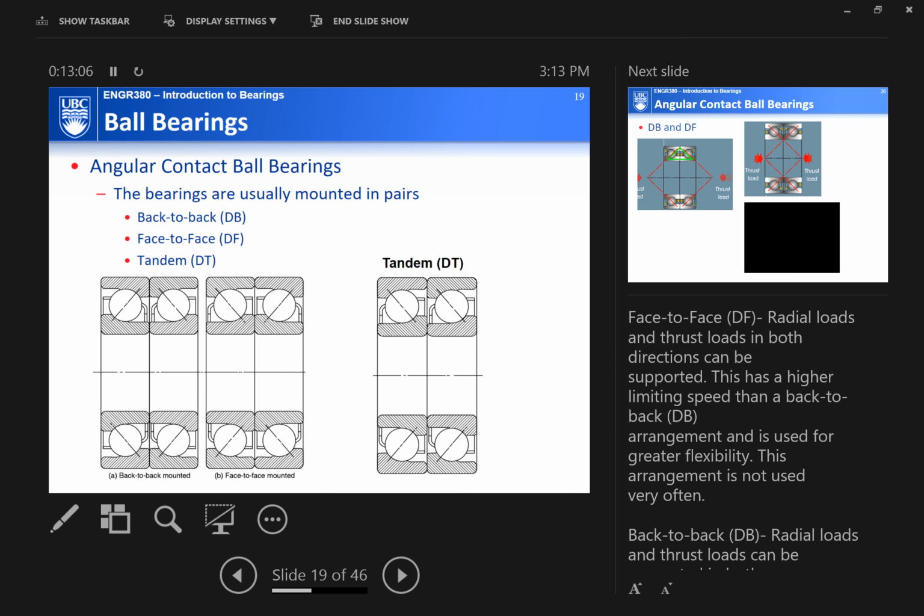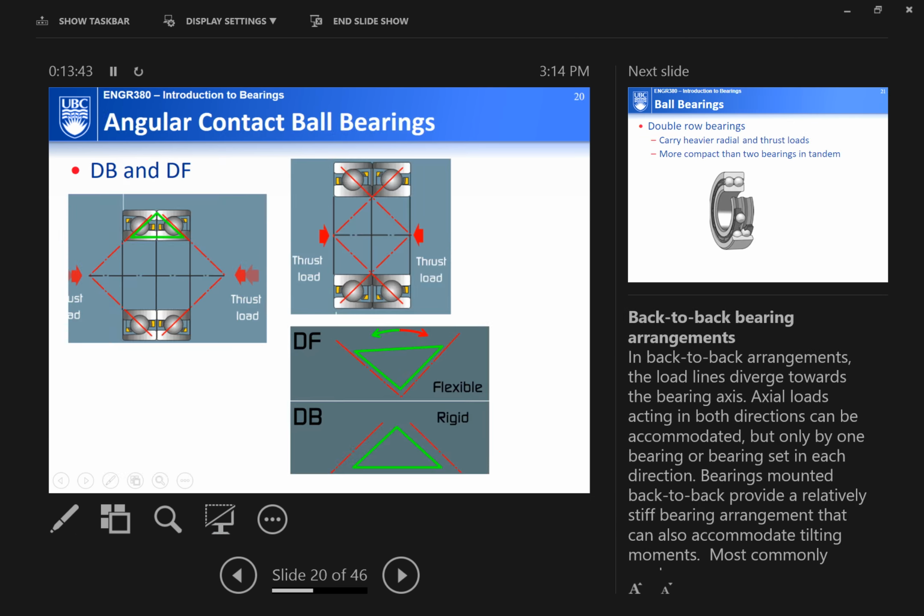Angular ball bearings are often used in a pair. If you want to be able to take a thrust load in both directions, you can use angular ball bearings in a pair. There are 3 different ways of using them in a pair. But the last pair only takes a thrust load in one direction. Of course, two side by side will take more thrust load. This one here is the so-called back-to-back, and this one here is the so-called face-to-face. The difference can be illustrated in this figure here.